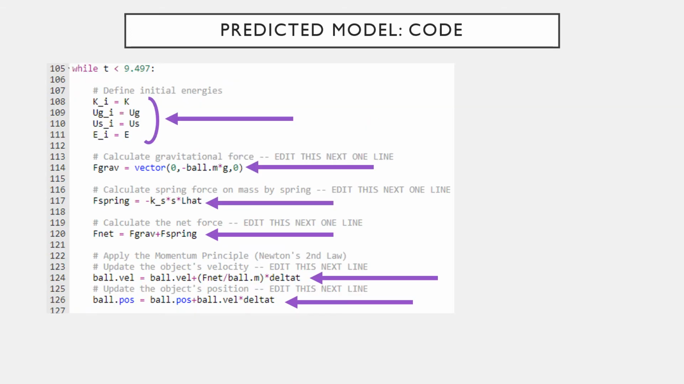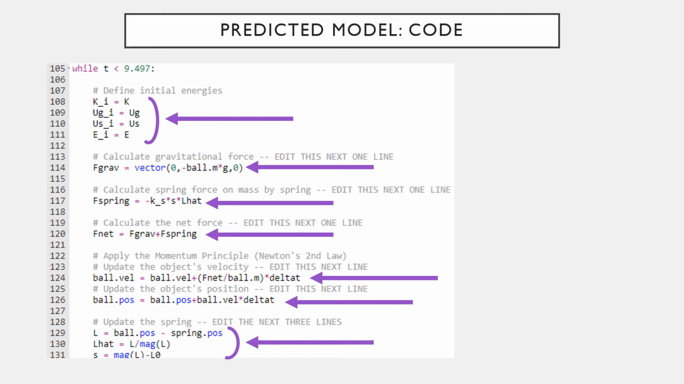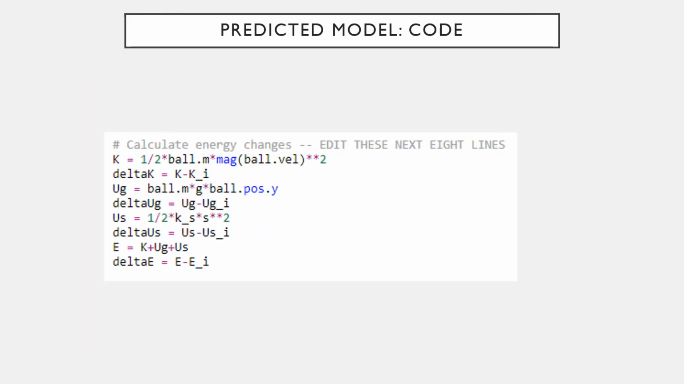For the net force calculations, I created more equations to define and compute the force of gravity, the spring force, and the F net, as well as equations for using Newton's second law to predict the new velocity and the new position. These lines of code update the spring. In these lines of code, I calculated all of the energy changes based on the previous lines of code.